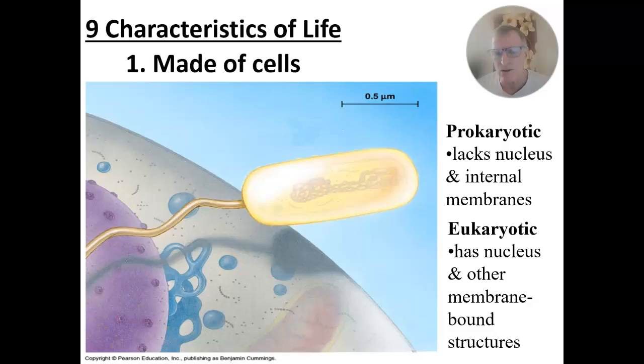and so forth. They're larger, they're more complex, and animals tend to have eukaryotic cells. Plants, fungi have eukaryotic cells. Bacteria are really the only living things that are prokaryotic.